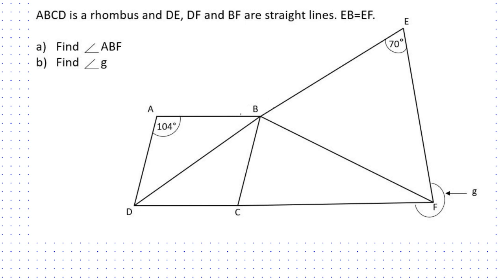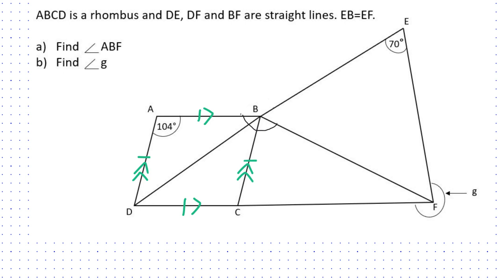So in a rhombus, all four sides are equal and the opposite sides are parallel to each other. Okay, so this line indicates that all four sides are equal, and AB is parallel to DC. And similarly, AD is parallel to BC.